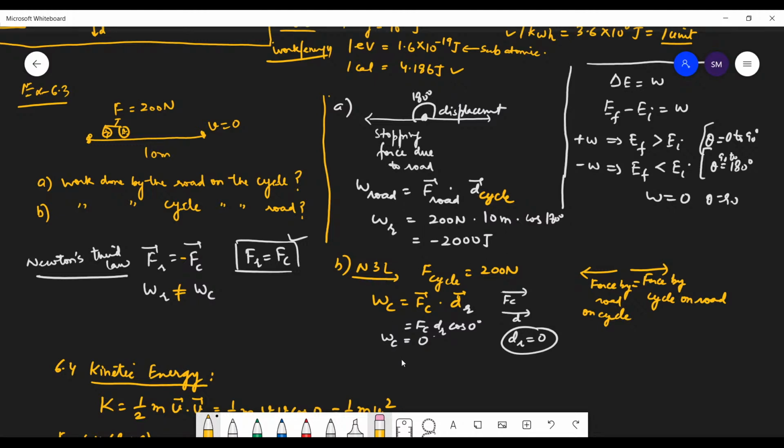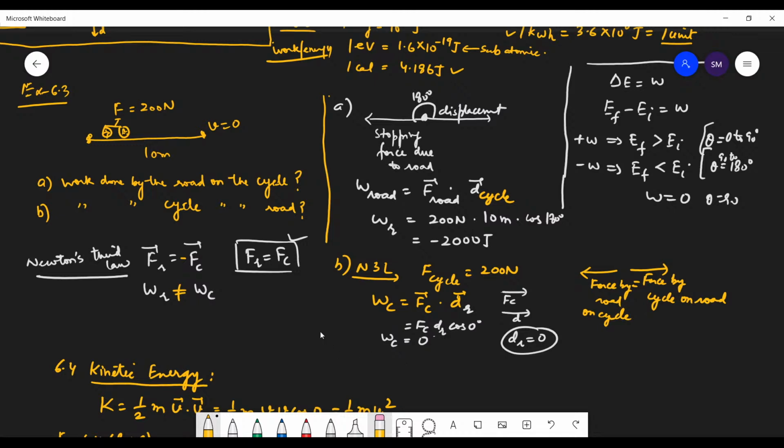Now what is the work done by the cycle on the road? If it is the work done by the cycle, then the force is by the cycle, and the cycle wants to displace the road. But the road is at its position, the road is not displaced, so displacement of the road is 0. Here the angle was 0 because both were in the same direction, force applied by the cycle and displacement, but still the work done is 0 because d r is 0.